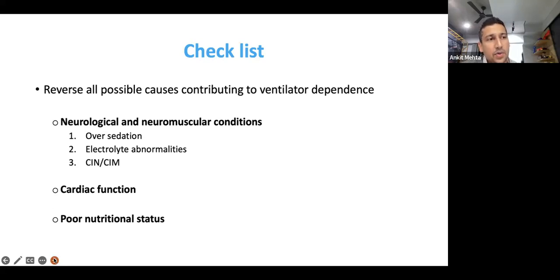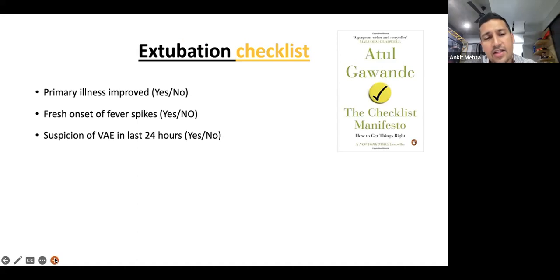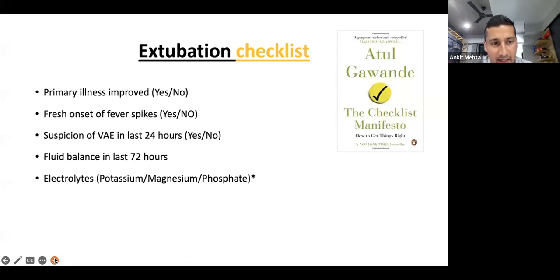Patients who are malnourished, who have been in the ICU for a long period, tend to fail more. Tend to have more failures. So my extubation checklist will be the most important thing. Has my primary illness resolved or not? Is it improving? Is there any fresh onset of fever spikes? Any suspicion of ventilator associated event in the last 24 hours? What is the fluid balance in the last 72 hours? How are my electrolytes? May not be important for every patient, but yes, for some patients it is important. What is my cardiac function?